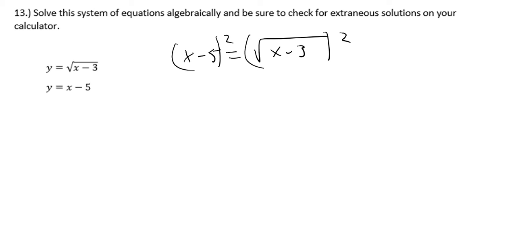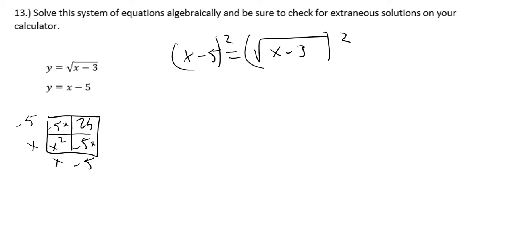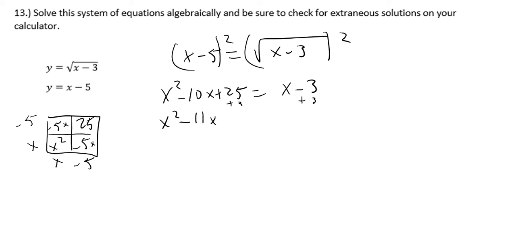Okay, so remember, this is going to end up being x minus 5 times x minus 5, which is x squared minus 5x minus 5x plus 25. So this is going to be x squared minus 10x plus 25 equals x minus 3. Alright, so now I have a quadratic, so I have to move everything to the other side. So I need to subtract x, so I get x squared minus 11x, and then I'm adding 3 to the side, so I get plus 28 equals 0.